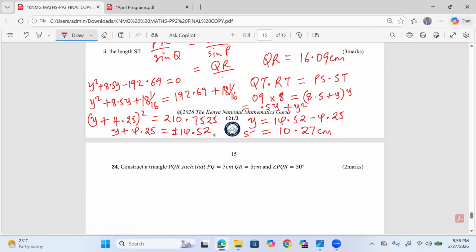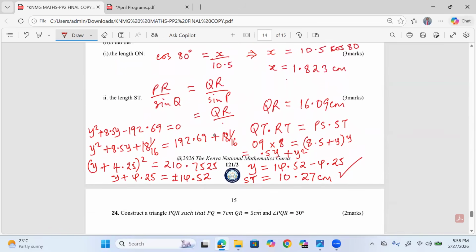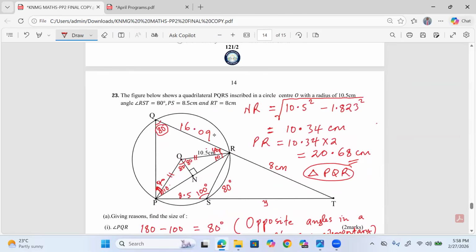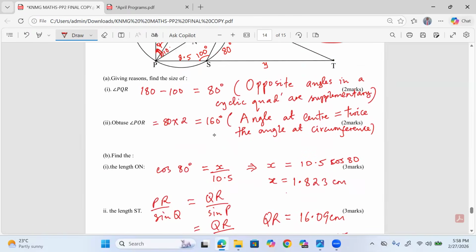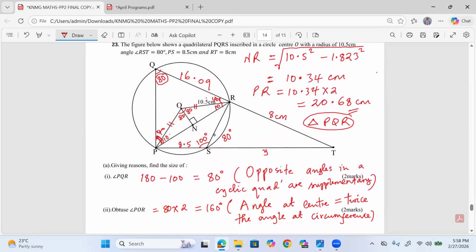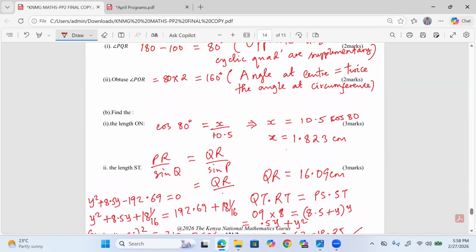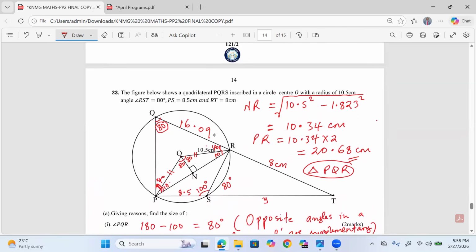This is our answer because the negative value should be ignored. So we stick to the positive value of y. There are two values of y, but we stick to the positive one because it is a distance that we are dealing with. That's a good question. Very involving. It really needs one to have some good content on what we are dealing with.